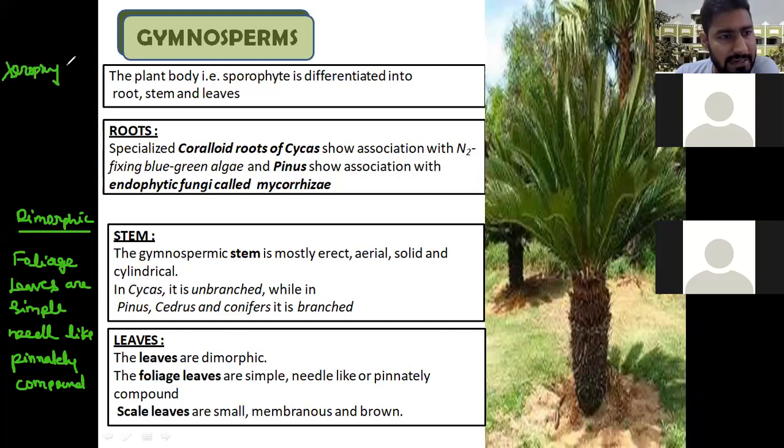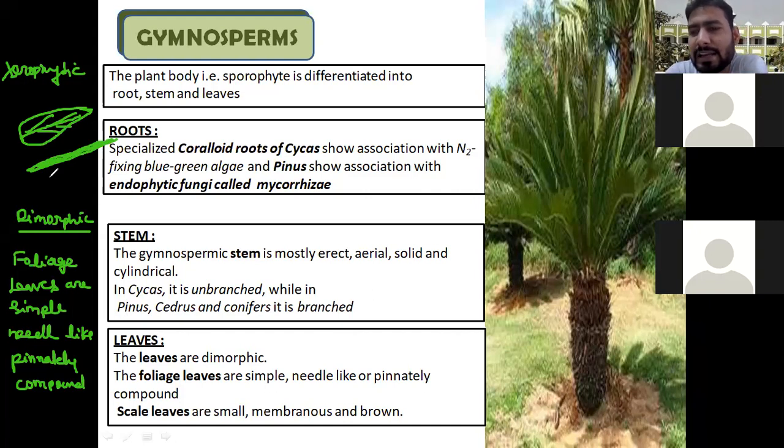Because suppose this is the leaf. This leaf is getting modified into a needle-like structure, which means they reduce the surface area. If the surface area is less, there are fewer stomata. Fewer stomata means less transpiration, and less transpiration means less water loss. So nature has adapted such activity. So the foliage leaves are simple, needle-like, and pinnately compound.